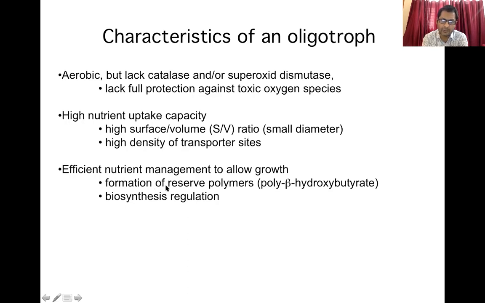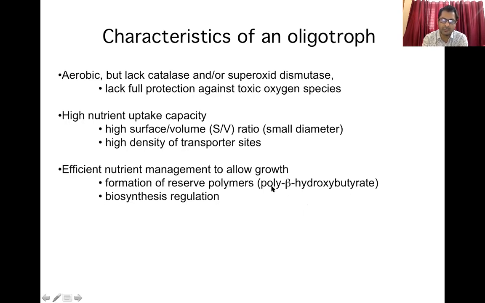This means the formation of reserve polymer. Whenever there is a higher or slightly higher concentration, they make poly beta hydroxybutyrate, which we call PHB, polyhydroxybutyrate, or PHA, polyhydroxyalkanoate. These are organic compounds which can be utilized when there are starvation conditions. This polyhydroxybutyrate is also used as a bioplastic nowadays.